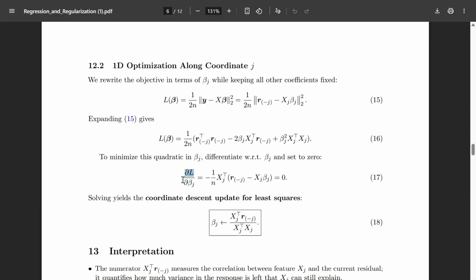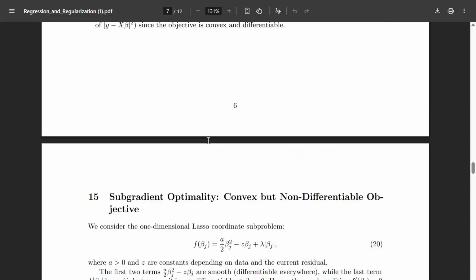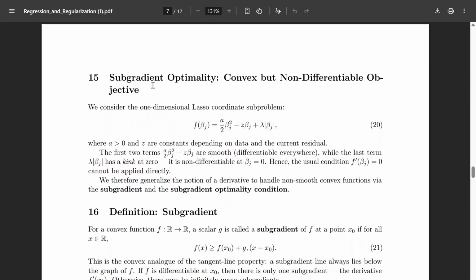That is del L by del beta j is equal to minus 1 by n x j transpose r minus j, which is what you get when you differentiate the loss function. But what happens if the loss function is not differentiable? That is where the real fun begins, and we'll be learning about it. So now we go to something called subgradient optimality. This is for functions that are convex but not differentiable.